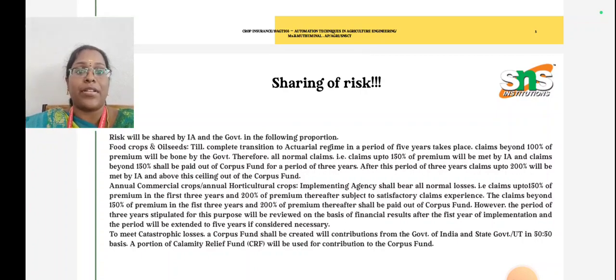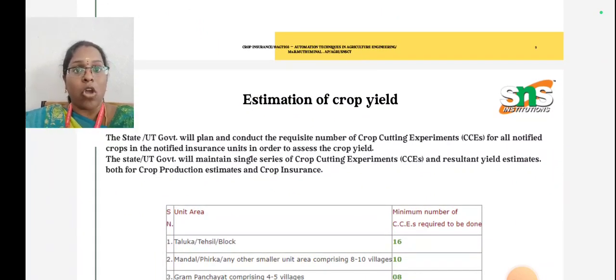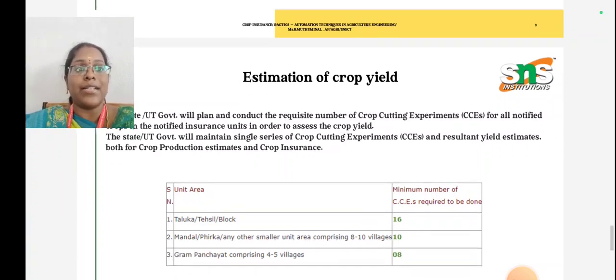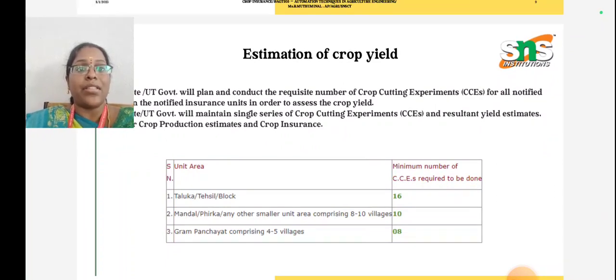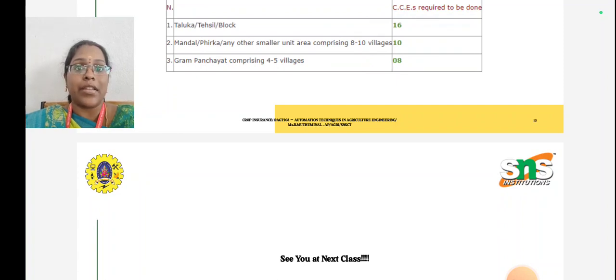The crop yield estimation, as we have seen in the previous topic, plays a major role in this scheme. The state and UT governments depend on the crop yield estimation from a series of crop cutting experiments and the resultant yield estimates. For example, for every taluka and tehsil, the minimum number of crop cutting experiments will be 16, and for a gram panchayat it would be 8. These are some of the estimations for crop yields considered under the state government. So this plays a major role in the national scheme that provides us Indian insurance.